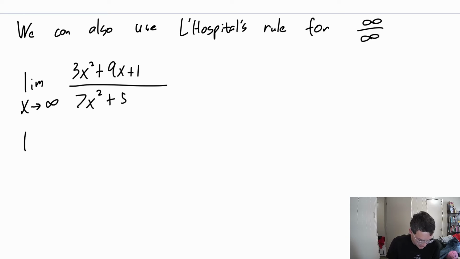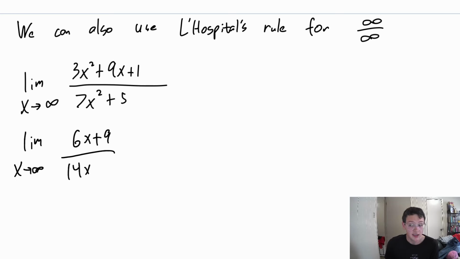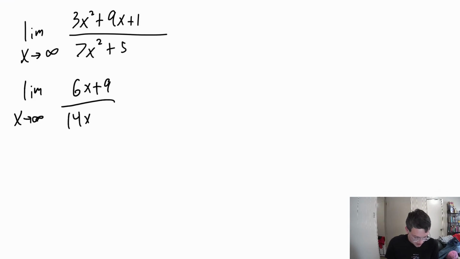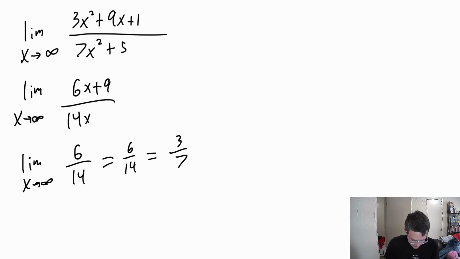Let me switch to my pencil. We can take the limit as x goes to infinity of 6x plus 9 over 14x. Again, this gives us an infinity over infinity form. So we can apply L'Hopital's rule again. We get the limit as x goes to infinity of 6 over 14, which is just 6 over 14. And we can reduce that. Both of those are divisible by 2. So we get 3 over 7.